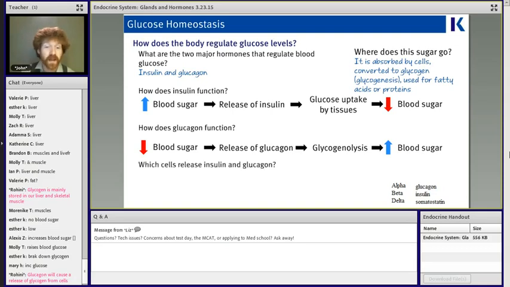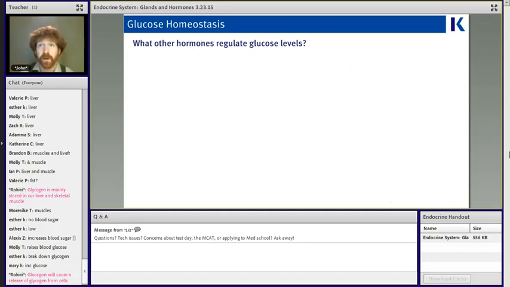All right, so then we already said what cells release insulin and glucagon. Pancreatic beta cells release insulin. Alpha cells release glucagon. We already covered that, and we even gave you a little mnemonic in the bottom portion of your screen. Cool. Know this stuff. Very, very important.